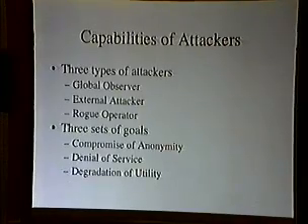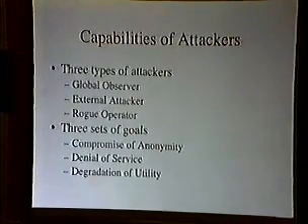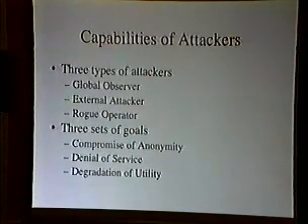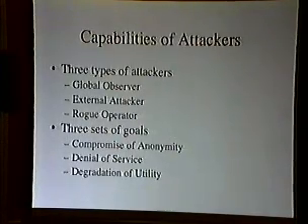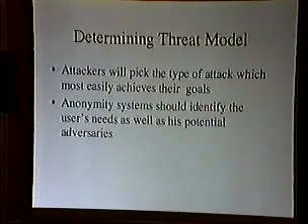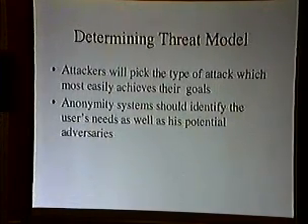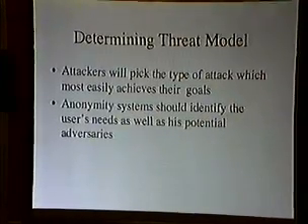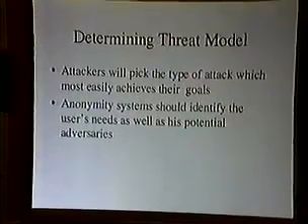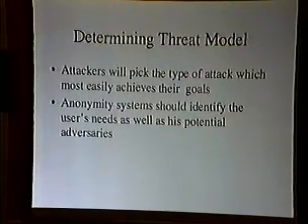So when analyzing these things, as I've begun to mention, we need to look at the types of attackers: global observer, external attacker, rogue operator, and their goals: compromise of anonymity, denial of service, degradation of utility. And then we need to look at our users. Attackers are going to pick the type of attack which will most easily and most successfully achieve their goal. So, what attackers do we have to face, and what are their goals?